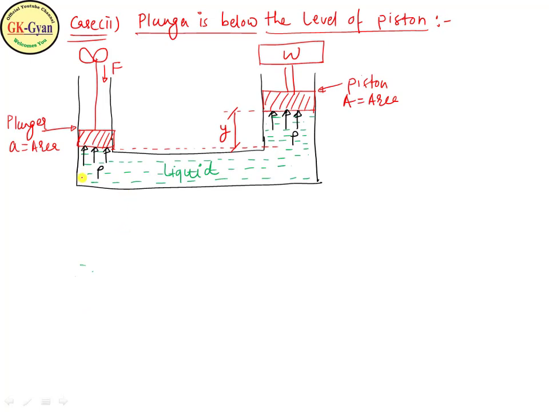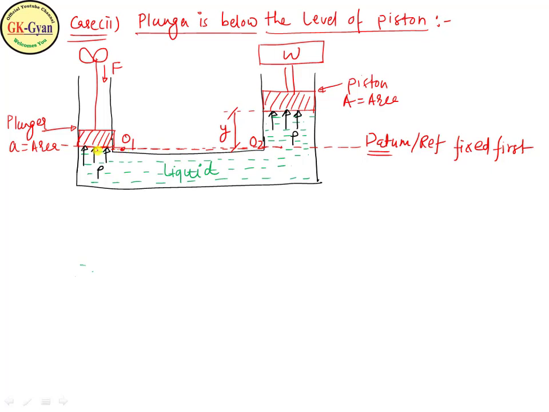Now in case 2, we see the diagram here. Here this plunger is below the level of piston by distance y. So the plunger is below by the distance y from the piston. In this case, you have to first fix the datum. So this is the horizontal line. This is the datum or reference. You have to fix it first. Let this point be O1 and this point be O2.